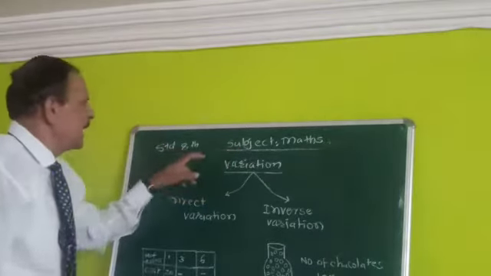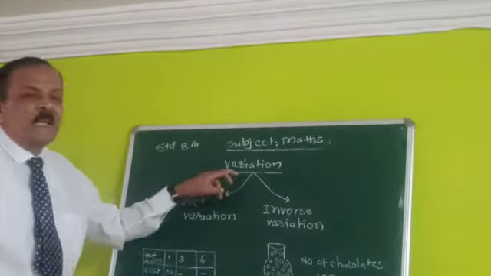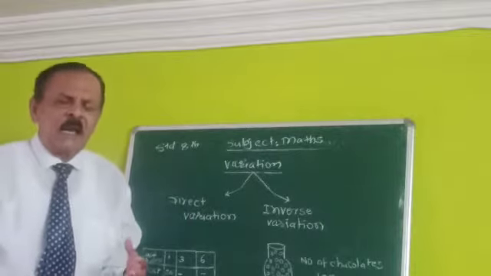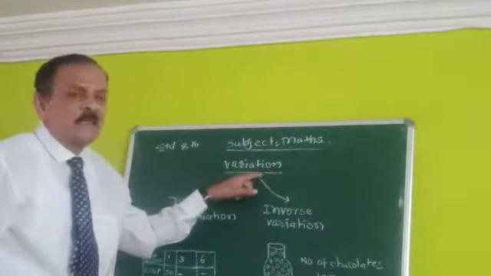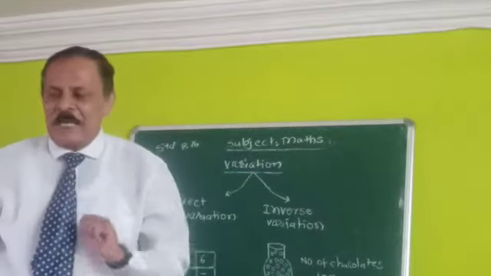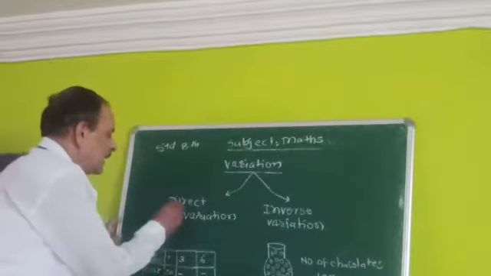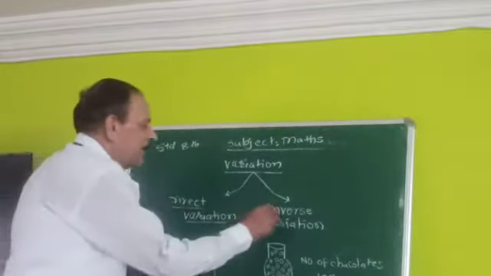Friends, we are learning mathematics of standard 8 and the name of the chapter is variation. Children, I am very anxious to tell you that variations are of two types. There are two types of variation. Number one, direct variation and inverse variation.